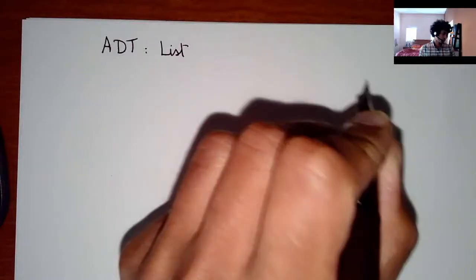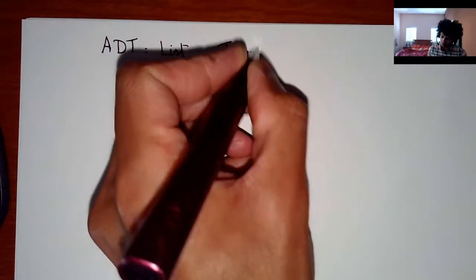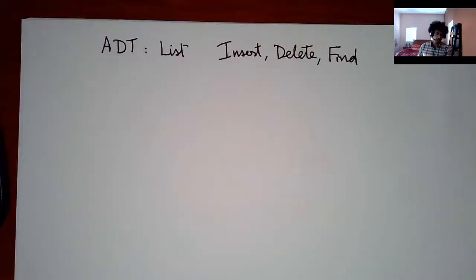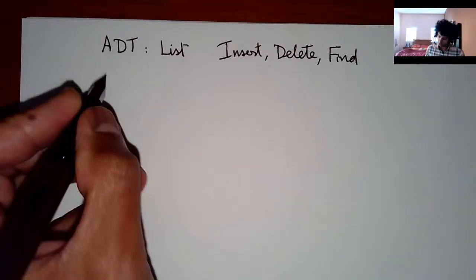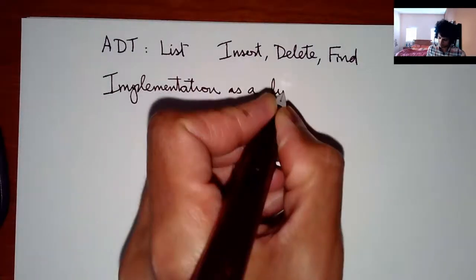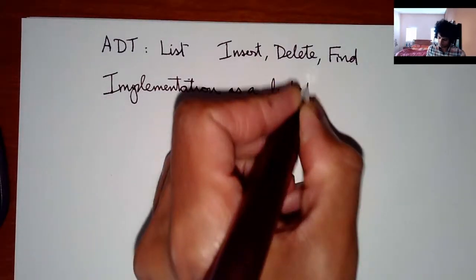Okay, so we discussed the abstract data type list, right? And so we showed how to insert, delete, and find. And moreover, we showed the implementation as a linked list.